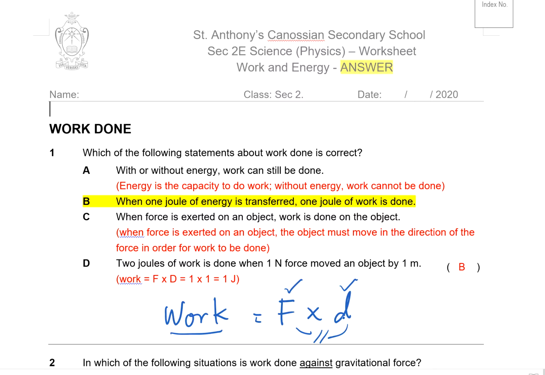So C is incorrect because if the object did not move, like if you push the wall and it did not move, so technically you're not doing any work. And for D, of course, if you apply 1 Newton of force, object moves 1 meter, then the work done is only 1 joule if you use the formula. So B is the correct statement. When 1 joule of energy is transferred, 1 joule of work is done. So to do 1 joule of work, you need 1 joule of energy.